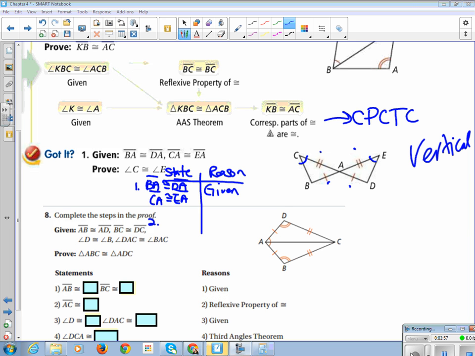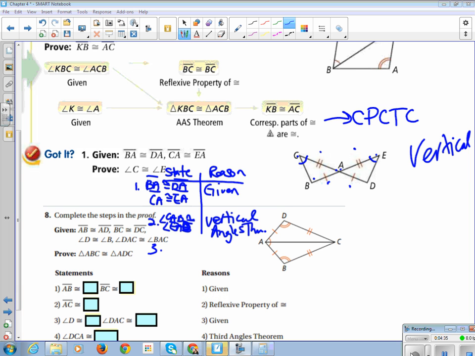Second thing we're going to say is that angle CAB is congruent to angle EAD, because the vertical angles are congruent. This is the vertical angles theorem. I love vertical angles theorem. So, 3 says our triangles are congruent.